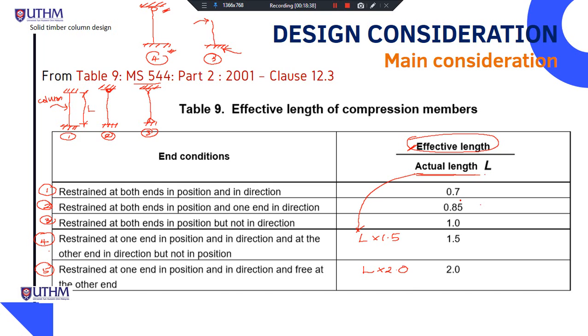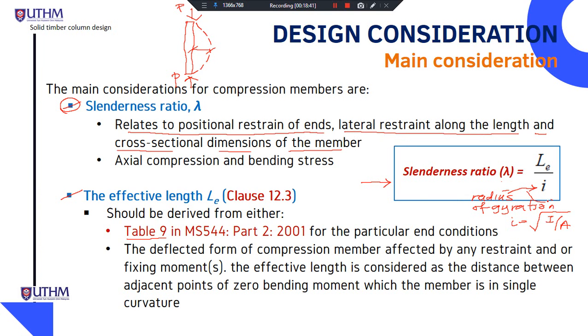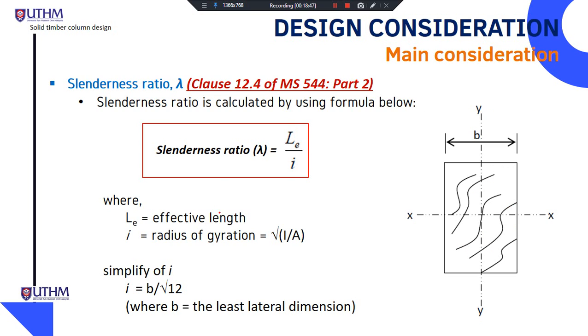So next, we look at the radius of gyration. The radius of gyration is the square root of moment of inertia divided by area of column. We substitute this value, the radius of gyration, into the slenderness ratio, L effective divided by the radius of gyration, and we can get this value.